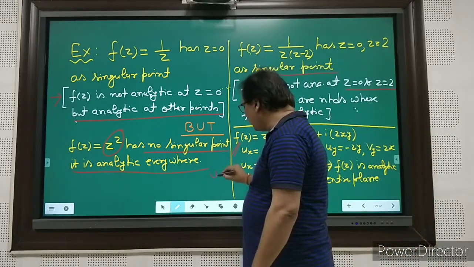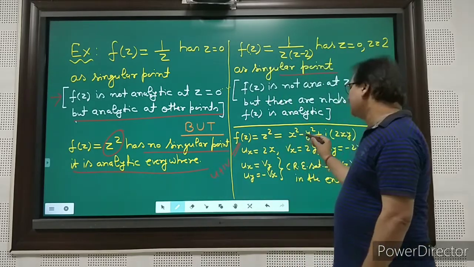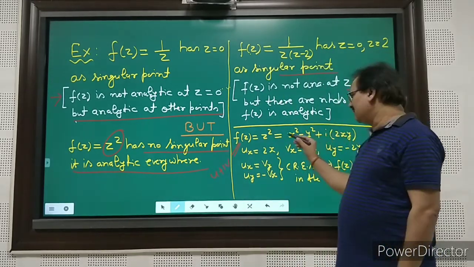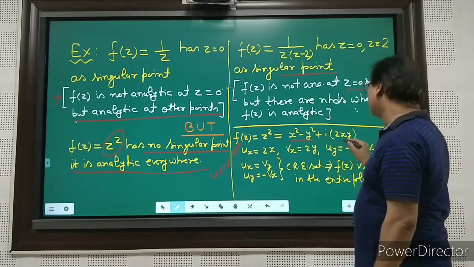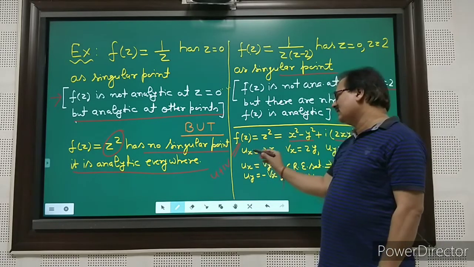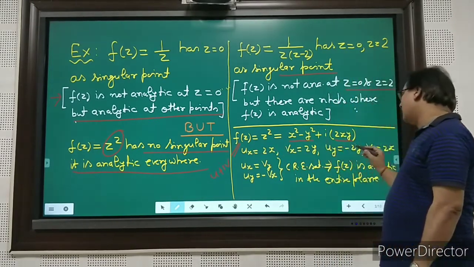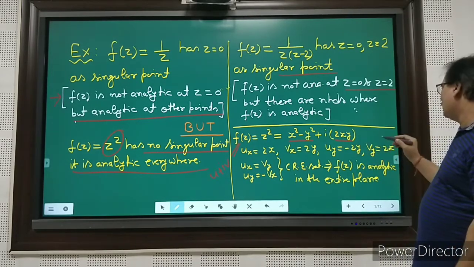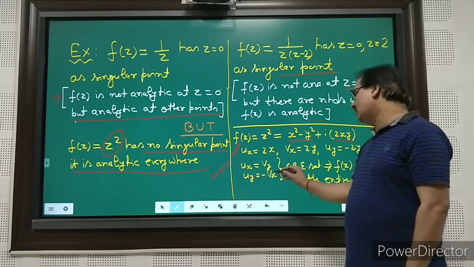f(z) = u + iv, and here for z you always take x + iy. So z² means (x + iy)², then you will get x² − y² + 2ixy. Then after partial differentiation you will get ux = 2x, vx = 2y, uy = −2y, and vy = 2x.